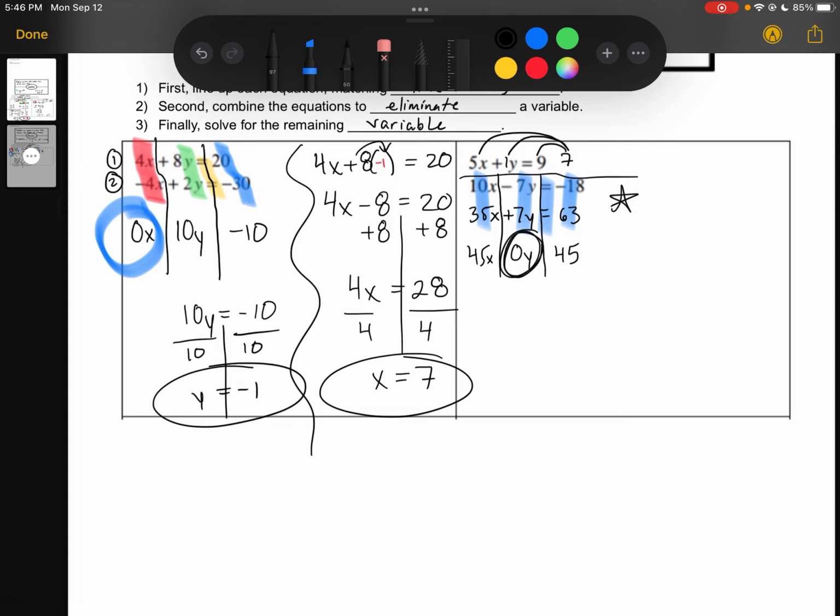So we've done it. We've eliminated y. We can say goodbye. And we're just left with 45x equals 45. Divide both sides by 45. And we'll get an answer of x equals 1. So again, half of the answer.